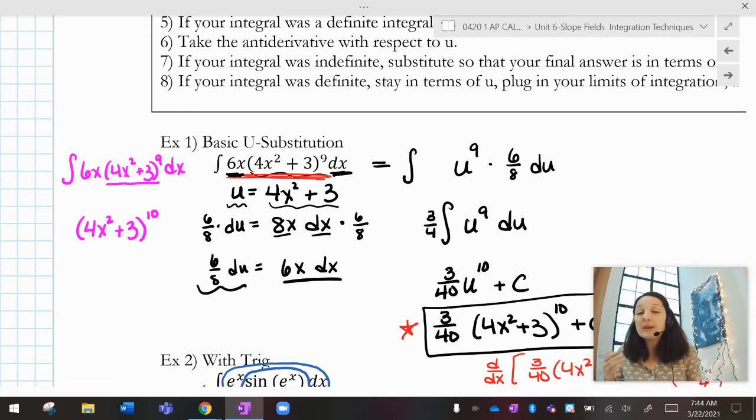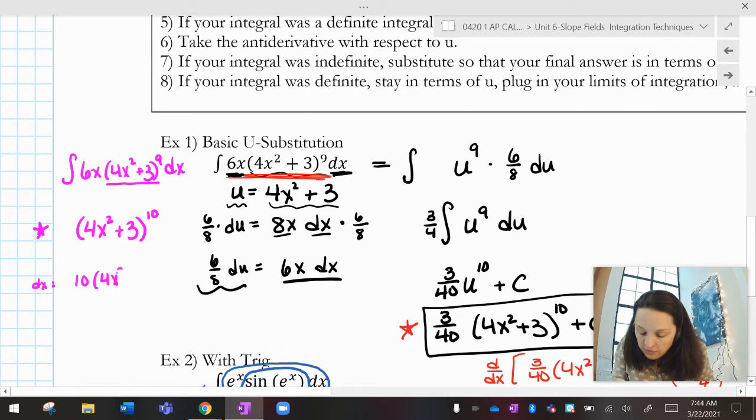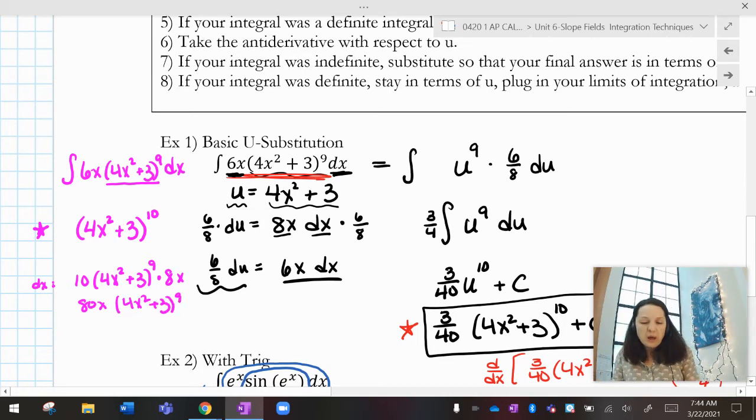So guessing is a legitimate antidifferentiation technique. So (4x² + 3)^9 used to be (4x² + 3)^10. Then we check and fix anything that's missing. If I'm right, if this is the antiderivative, then the derivative of that would be 10 times (4x² + 3)^9 times 8x, which is 80x times (4x² + 3)^9. Well, I don't want 80x, I want 6x.